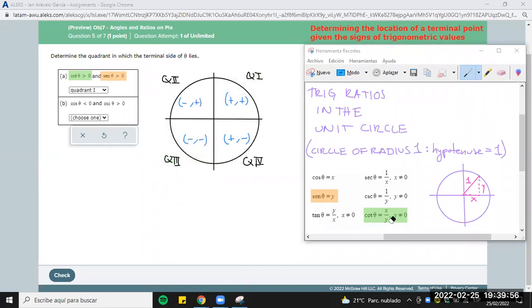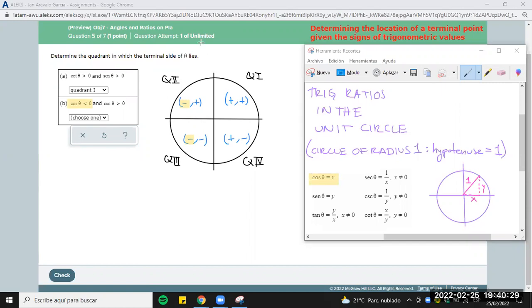Okay, let's continue. Now, forget about this and let's look at the other ones. I'm gonna use another color, yellow. So cosine has to be negative. So let's look at cosine. Cosine is just x. So x is the first part of the coordinate, so it has to be negative. So a negative cosine only exists in quadrant 2 and in quadrant 3.